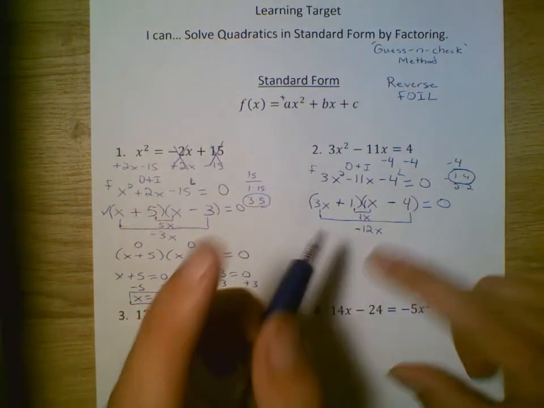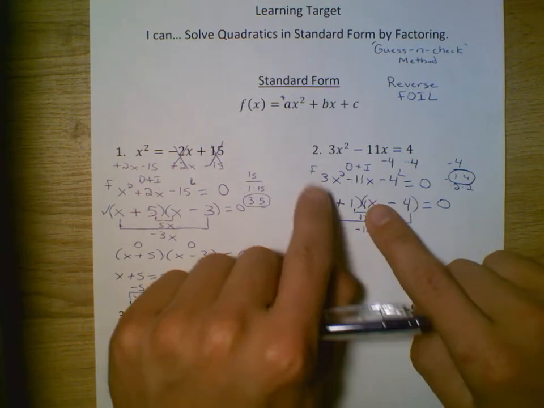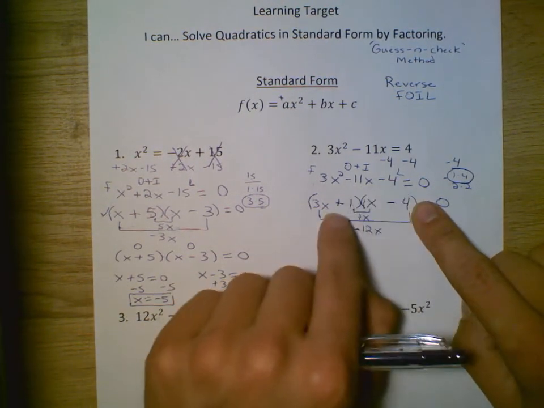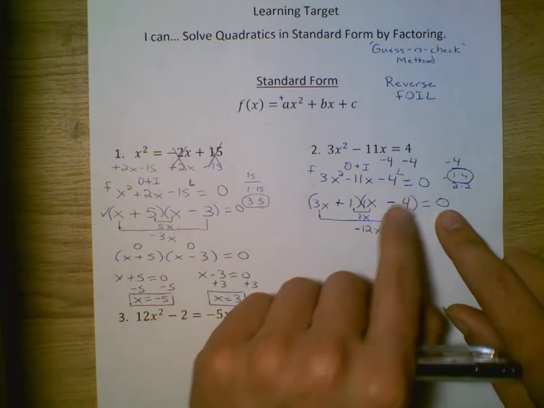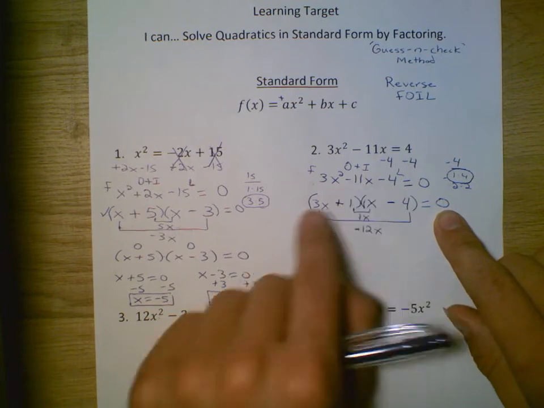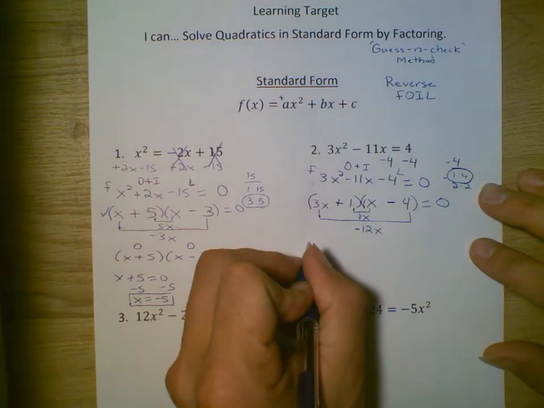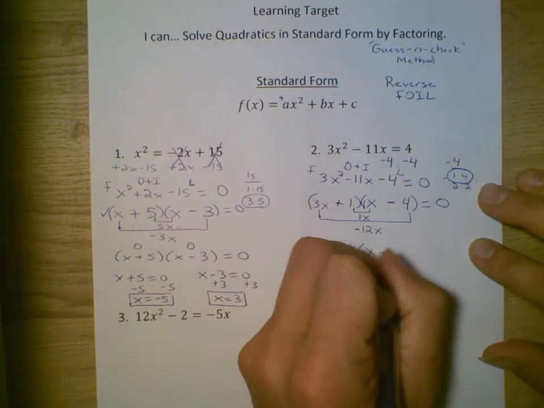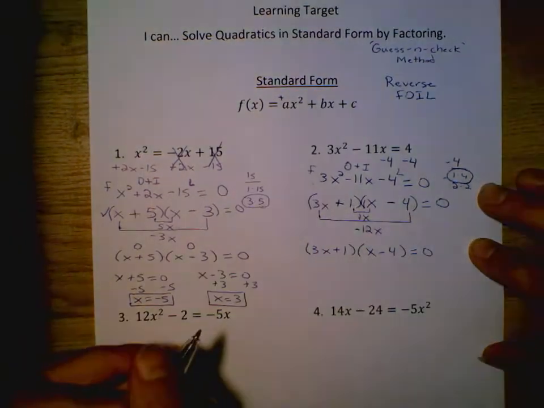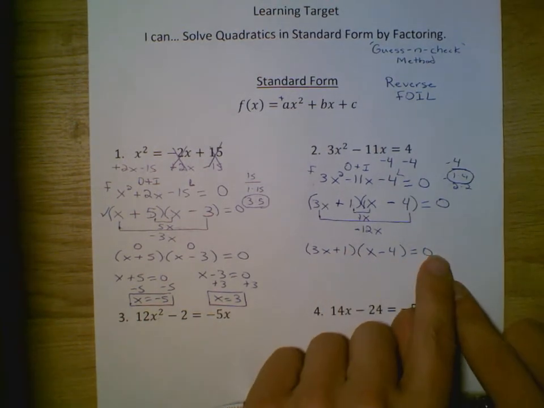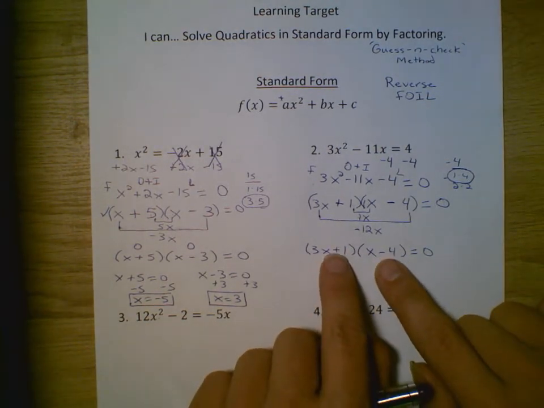Just to recap, the first times the first gives me the first, the last times the last gives me the last, but I need to check to make sure that the outside and the inside combine to give me the middle term. Once I have it factored, I can copy that down. So 3x plus 1 times x minus 4 equals 0. And if two things multiplied together equal 0, that means one of them has to be equal to 0.